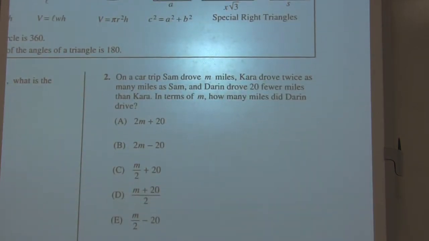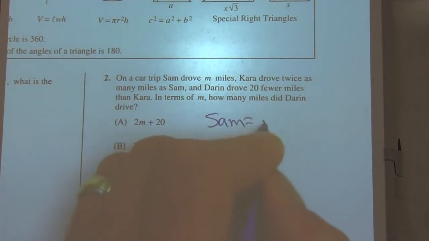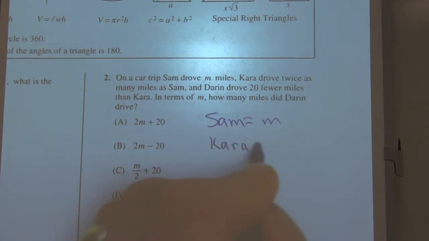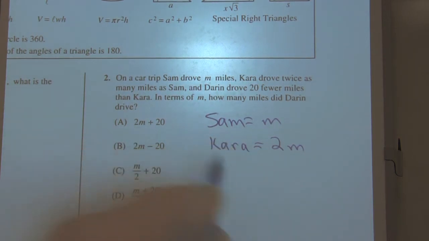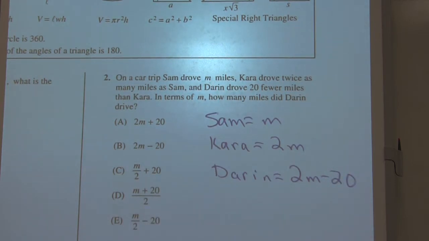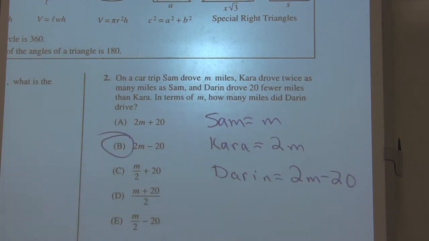Number 2, on a car trip, Sam drove M miles, so let's do that. Sam equals M. Kara drove twice as many as Sam, so Kara is 2M, and Darren drove 20 fewer miles than Kara, so Darren is going to be Kara's minus 20. It's 20 fewer miles. Okay, so how many did Darren drive? It's that one right there. Okay, there's number 2.